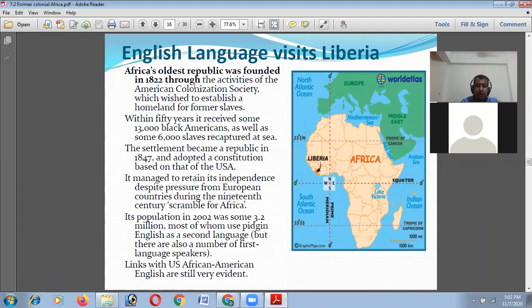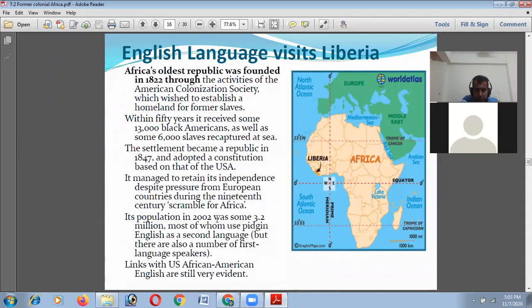Within 50 years, it received some 13,000 black Americans as well as some 6,000 slaves recaptured at sea. The settlement became a republic in 1847 and adopted a constitution based on that of the USA. It managed to retain its independence despite pressure from the European countries during the 19th century scramble for Africa.